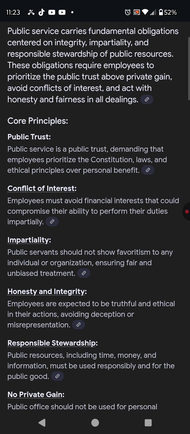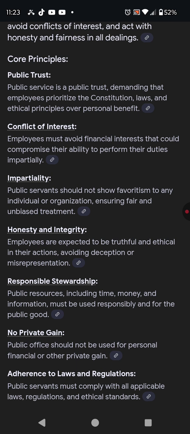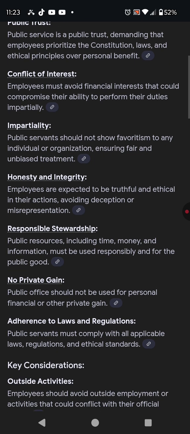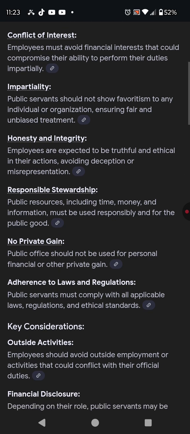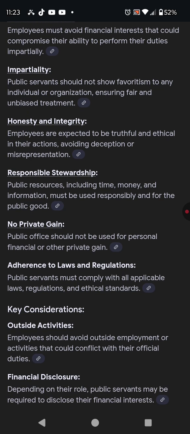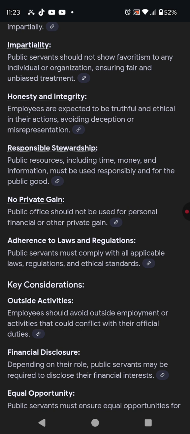Core principles: public trust. Public service is a public trust, demanding that employees prioritize the Constitution, laws, and ethical principles over personal benefit. Conflicts of interest: employees must avoid financial interests that could compromise their ability to perform their duties impartially. Partiality: public service should not show favoritism to any individual or organization, ensuring fair and unbiased treatment. Honesty and integrity: employees are expected to be truthful and ethical in their actions, avoiding deception or misrepresentation. Responsible stewardship: public resources, including time, money, and information, must be used responsibly and for the public good.